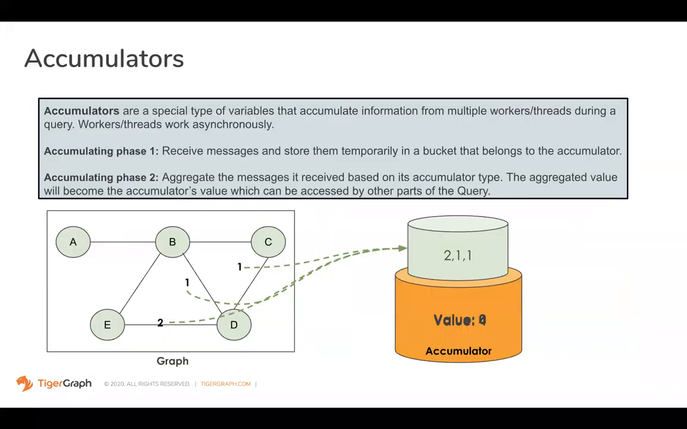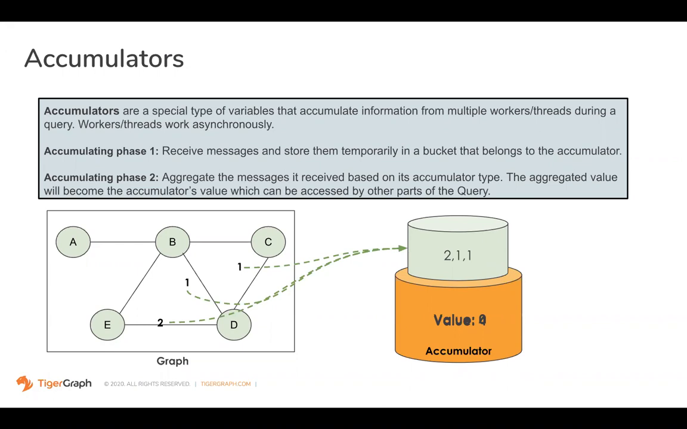Now, I want to spend a couple of minutes on accumulators, because I did make a mention of the fact that they are unique in the industry in graph databases. So accumulators are a new innovation from graph databases. They allow us to enable parallel processing of data as much as possible.